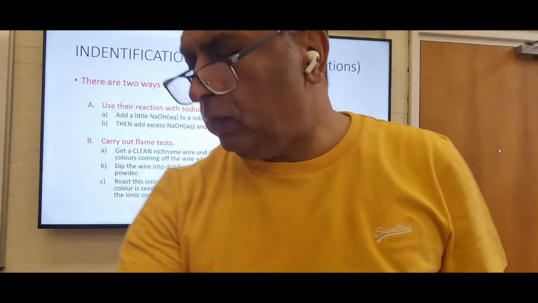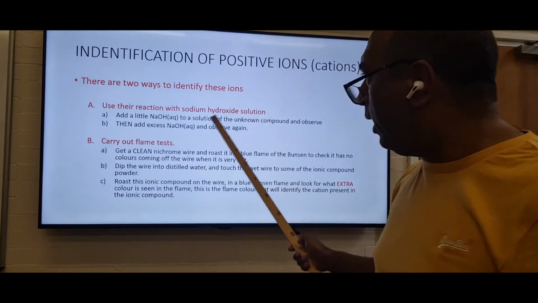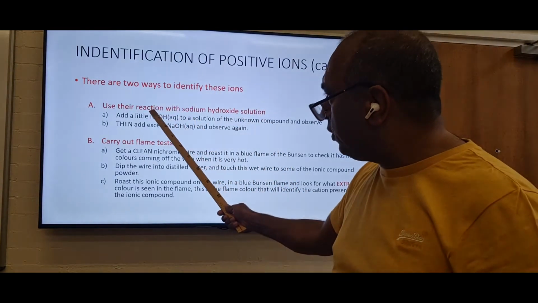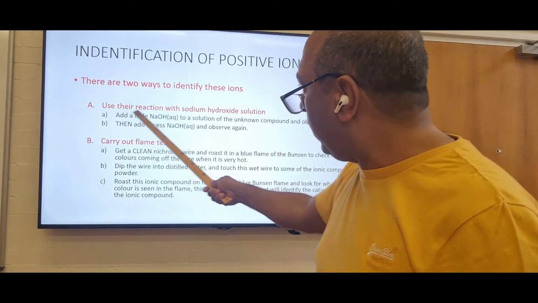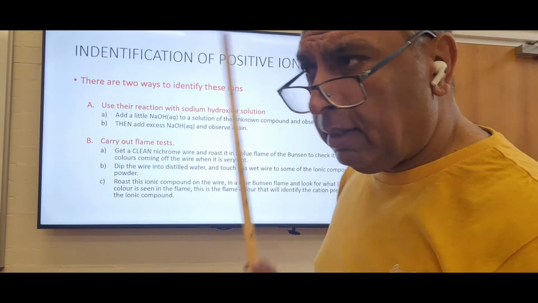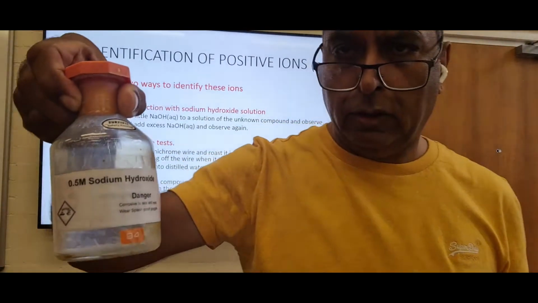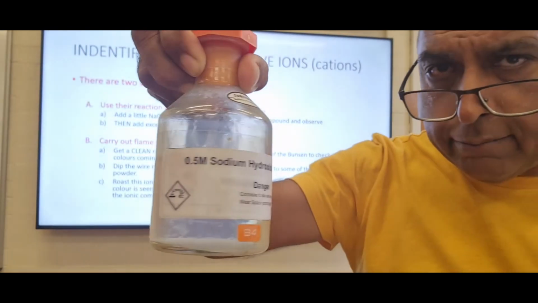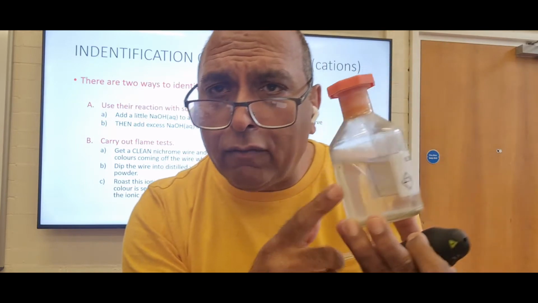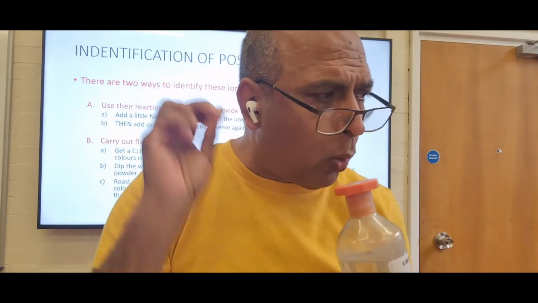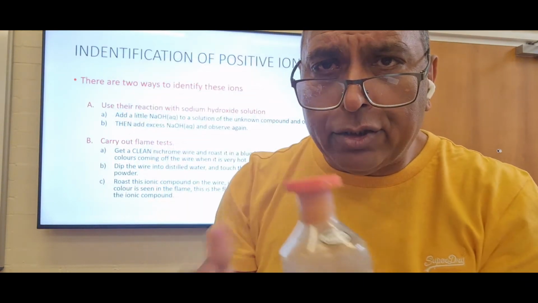So, to identify positive ions, we are going to use that reaction today. I'm going to demonstrate those. That's the reaction with sodium hydroxide. Now, this is sodium hydroxide. I'm going to use sodium hydroxide solution. It's been dissolved in water. Sodium hydroxide is a white solid. Dissolved in water, that is sodium hydroxide solution.